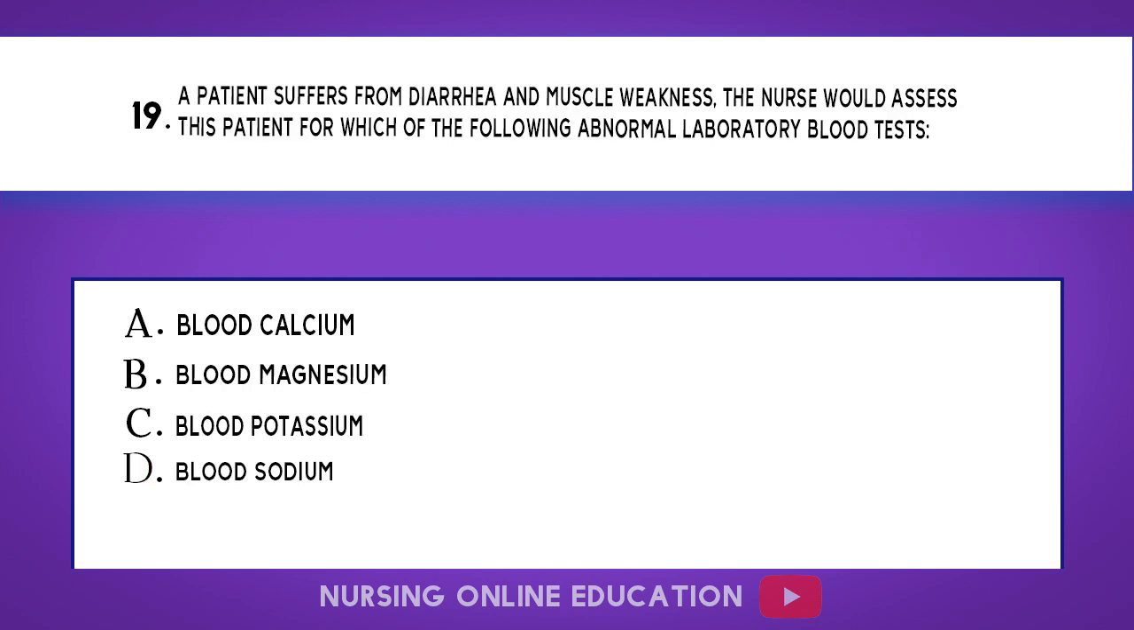19. A patient suffers from diarrhea and muscle weakness. The nurse would assess this patient for which of the following abnormal laboratory blood tests? A. Blood calcium. B. Blood magnesium. C. Blood potassium. D. Blood sodium. The answer is option C, blood potassium.